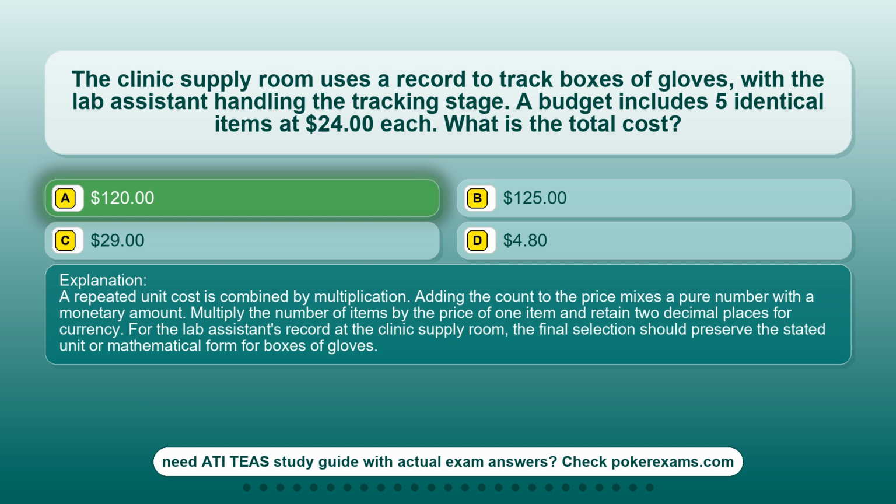A repeated unit cost is combined by multiplication. Adding the count to the price mixes a pure number with a monetary amount. Multiply the number of items by the price of one item and retain 2 decimal places for currency. For the lab assistant's record at the clinic supply room, the final selection should preserve the stated unit or mathematical form for boxes of gloves.